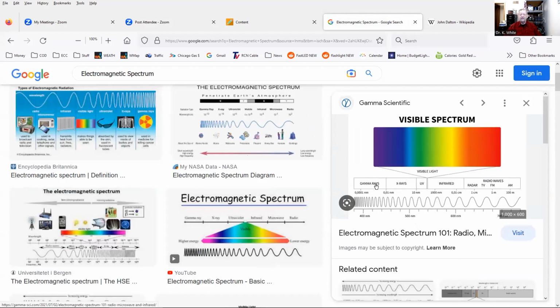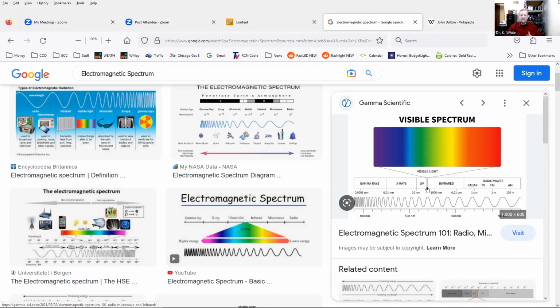Now, if you look on your screen right now, you'll see on the right-hand side, it has Gamma Scientific. And underneath the visible spectra, you see the electromagnetic radiation spectrum, electromagnetic spectrum. And it goes from gamma rays to radio waves, such as radar, TV, FM, AM. Now, on the left are the most energetic, gamma rays, then X-rays, UV.